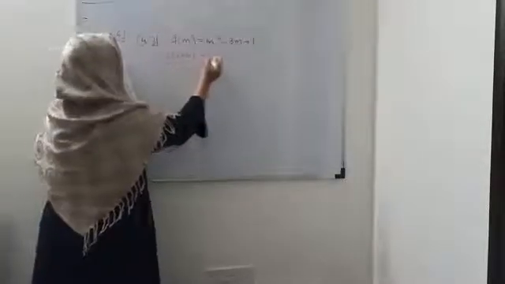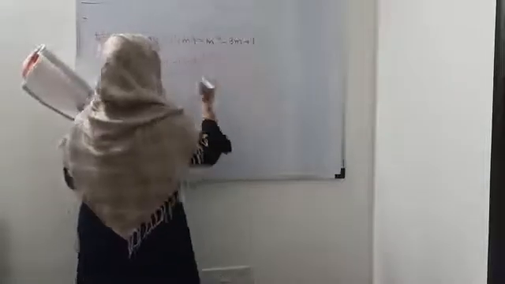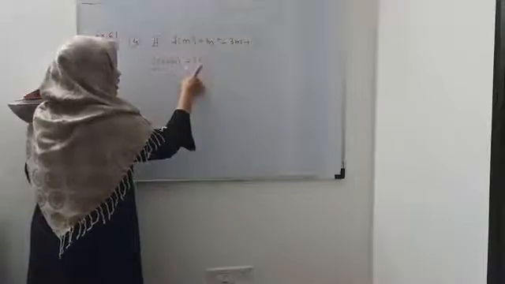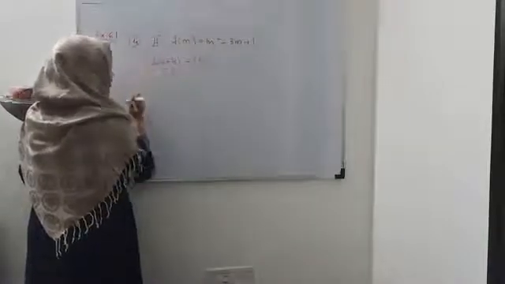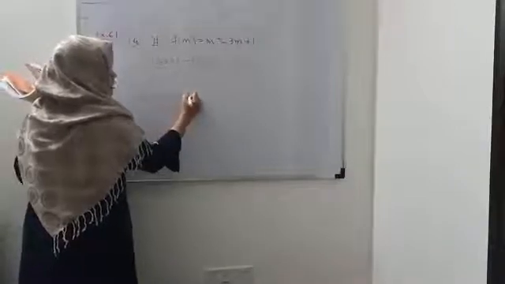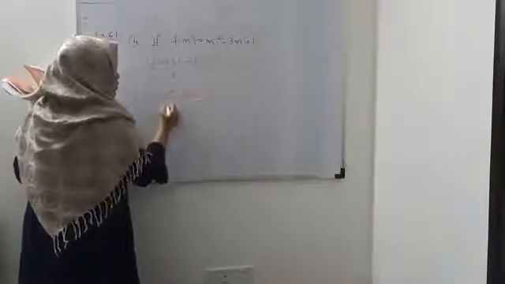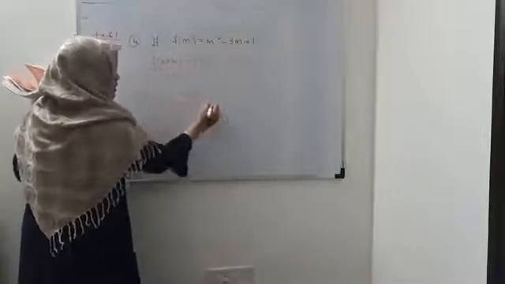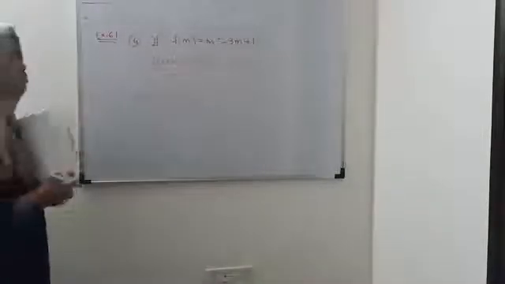So we have to find f of 2 plus h minus f of 2 divided by h, where h should not be equal to 0. To find this, first of all we have to find f of 2, then we have to find f of 2 plus h. So f of 2 will be 2 square minus 3 into 2 plus 1, that is 4 minus 6 plus 1, which is 3. So f of 2 is equal to 3.